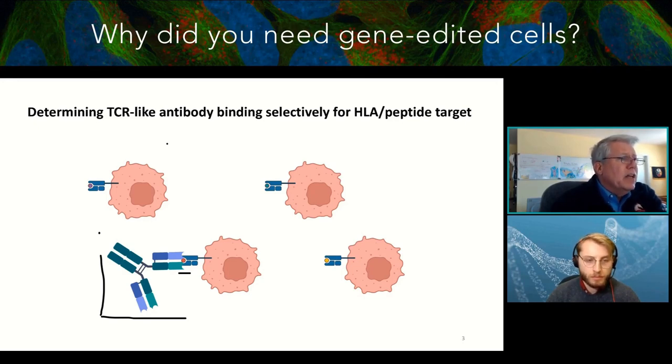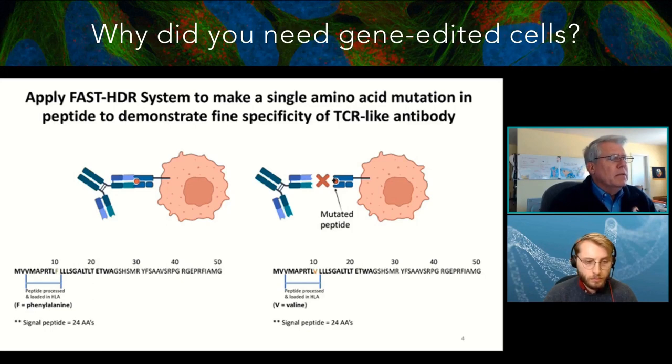And if the TCR-like antibody was properly weaponized, it could then seek out and destroy this particular cancer cell, and it wouldn't be able to recognize the other cancer cells that are drawn here because they're presenting a different peptide, which is represented by the circle in a different color. So what we wanted to do, so that we could fully evaluate the binding selectivity of one of our T cell receptor-like antibodies, was work with ExpressCells and use their FAST homology directed repair system technology to make a single amino acid mutation in the peptide of interest. And this would allow us to demonstrate fine binding specificity of the TCR-like antibody of interest.